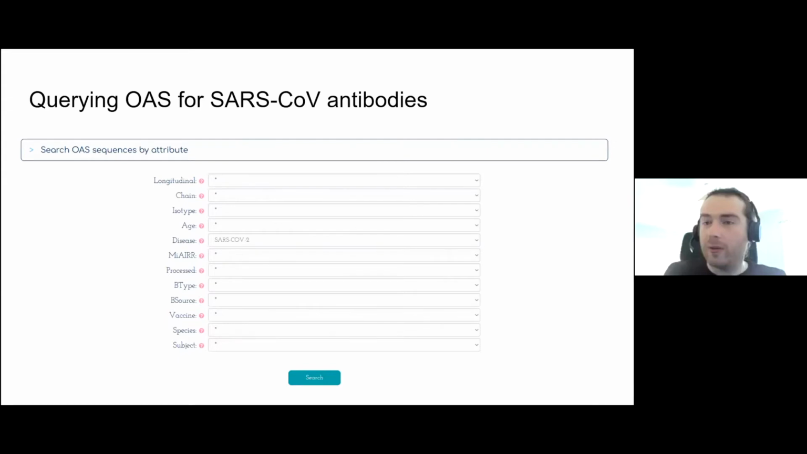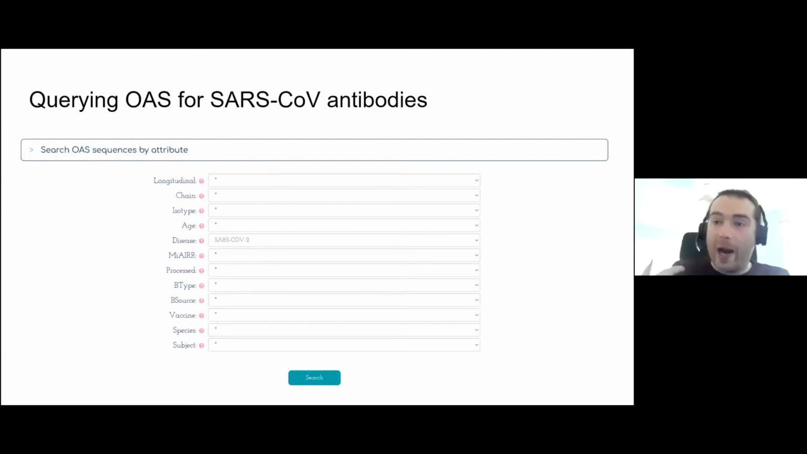One of the obvious things you might be interested in is, I only want human data, or I want to compare human and mouse data. So you can search for data according to the species. And finally, you can also specify whether or not you only want to obtain data where that data has actually been mapped onto a specific subject.